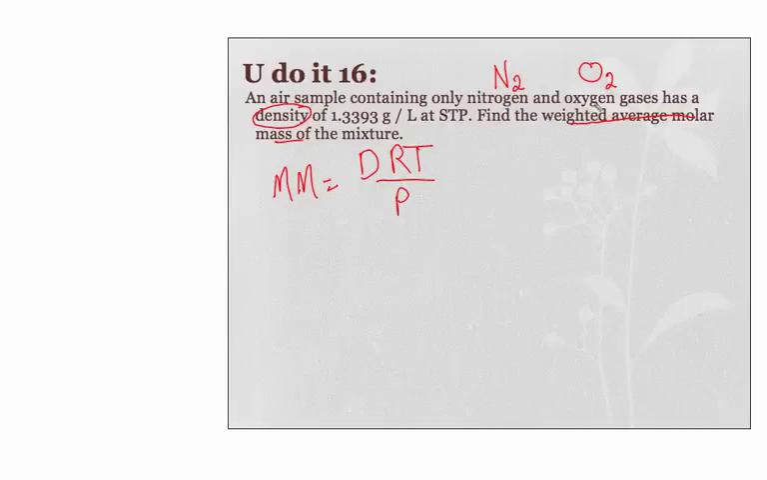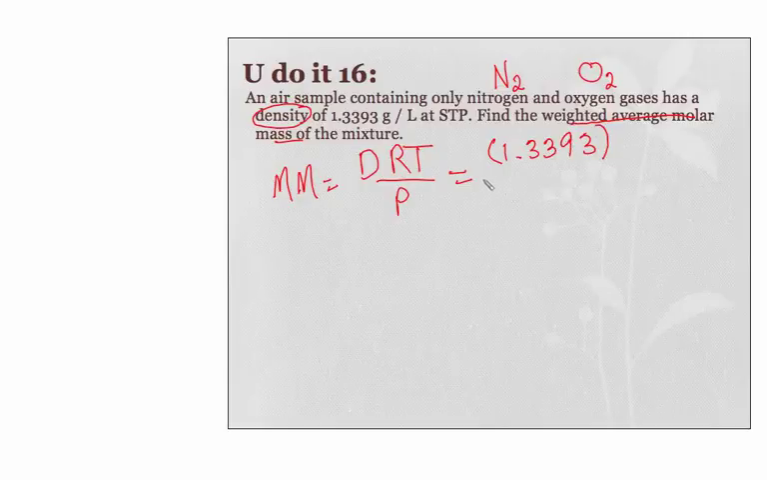And so let's take a look. We're getting a weighted average. In other words, what's a weighted average of the nitrogen and oxygen components? So we're not getting each of those individually here. So we are given density, so 1.3393. Now, what do I do about R?